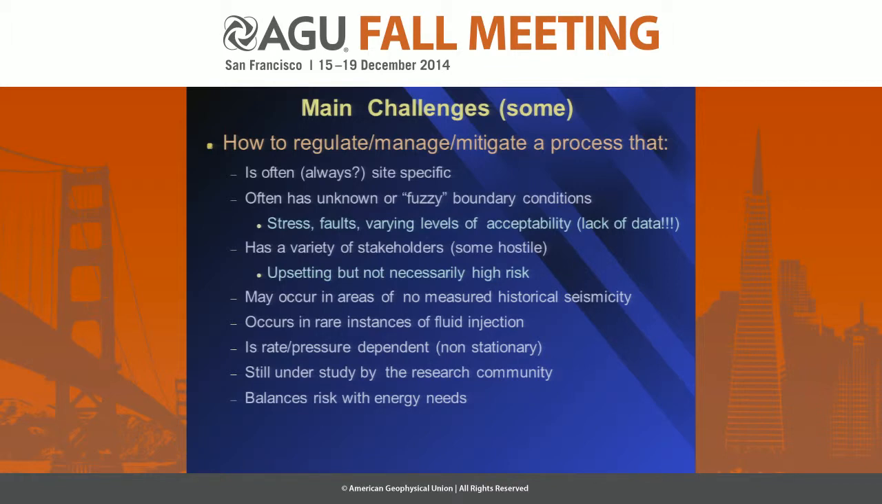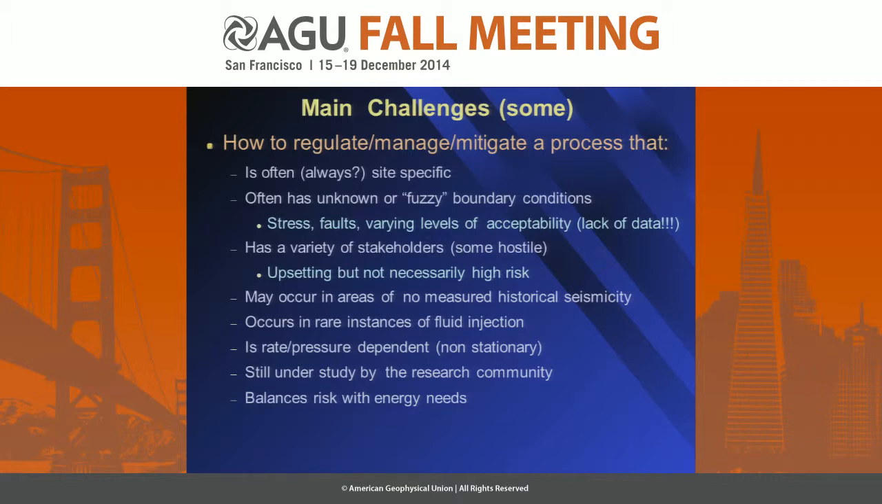It has often occurred in areas of no measured induced seismicity. The Geysers was famous for that. There was no measured seismicity of any sort up at The Geysers before they started doing injection. And it often occurs in rare instances. If you look at the 150,000 Class 2 wells doing injection, not all of them have induced seismicity, not even a small part of them. And it has to do, of course, with the stresses, permeability, pressure buildup, and all the things that we know about. It's a non-stationary process. You can actually change the stresses, change the injection rates, change the pore pressures. You don't have the same things you do have in natural seismicity. And it's still under study. And of course you want to balance the risk with the energy needs.